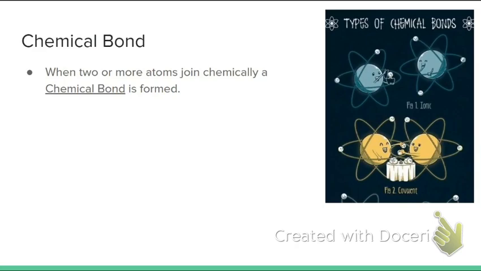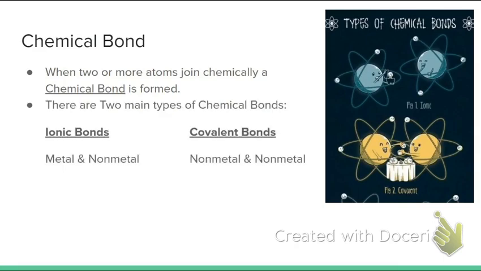There are two general types of chemical bonds that we're going to talk about in our classroom, and the first one is an ionic bond, and the second one is a covalent bond. An ionic bond is between a metal and a nonmetal, and a covalent bond is between two nonmetals.